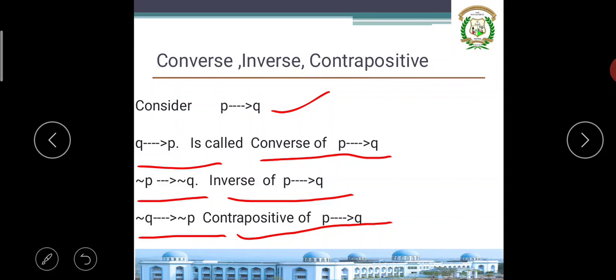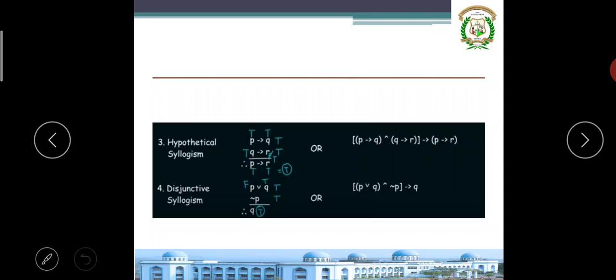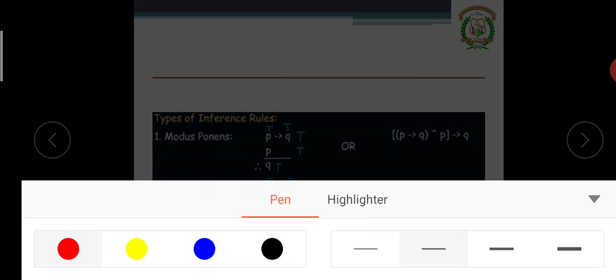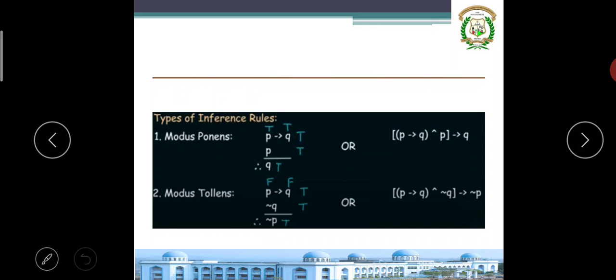Then come to the last class. In the previous class I explained modus ponens. Modus ponens: P implies Q, and P, then Q. That is called modus ponens. Then modus tollens. What is modus tollens? Modus tollens says P implies Q and negation of Q, then minus P.